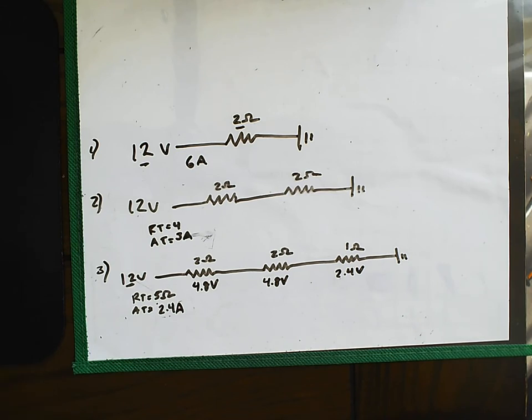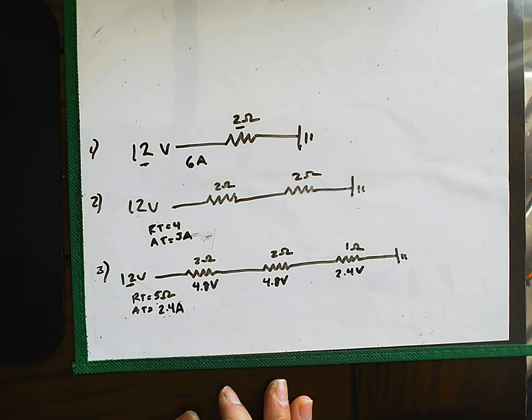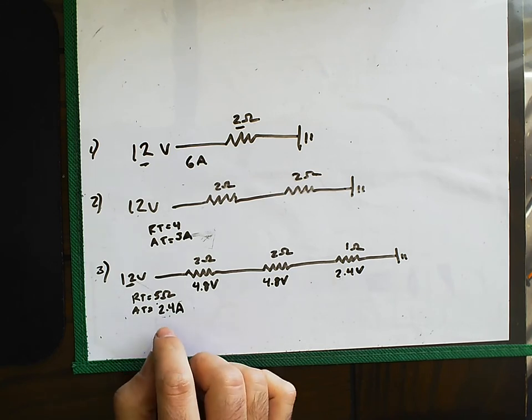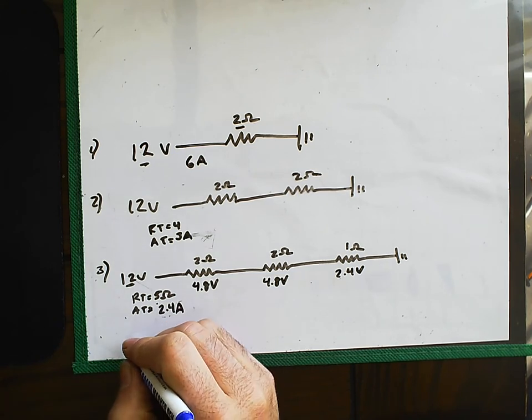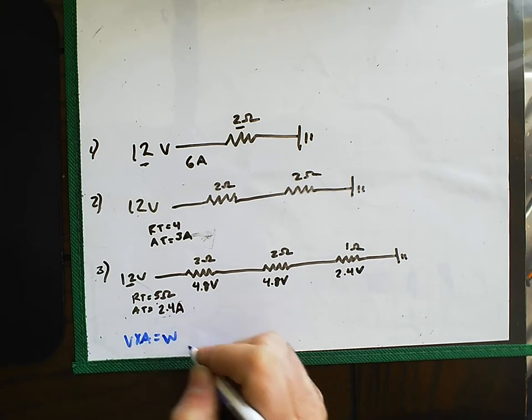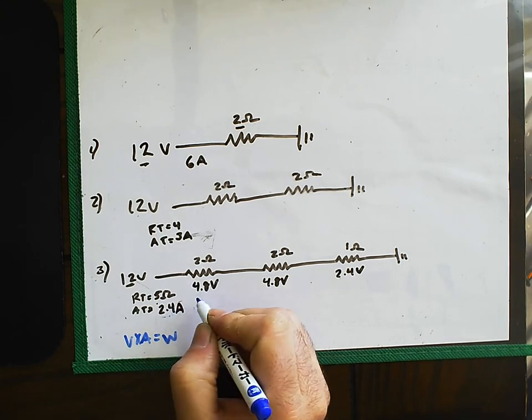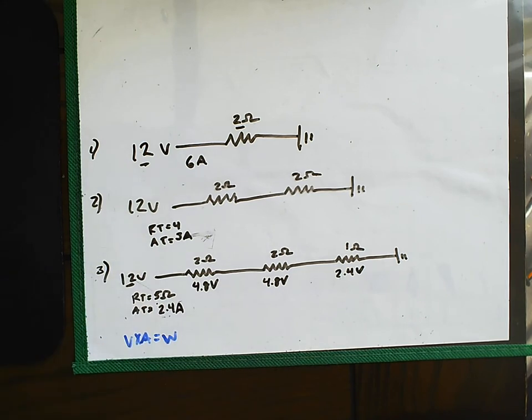I am going to add one thing that's new, which is Watt's law. Watt's law is going to tell us the power that each one is going to use. Watt's law is voltage times amperage equals watts. I'll just add it here because I know we just learned about it in some classes today. So that means 2.4 times 4.8.